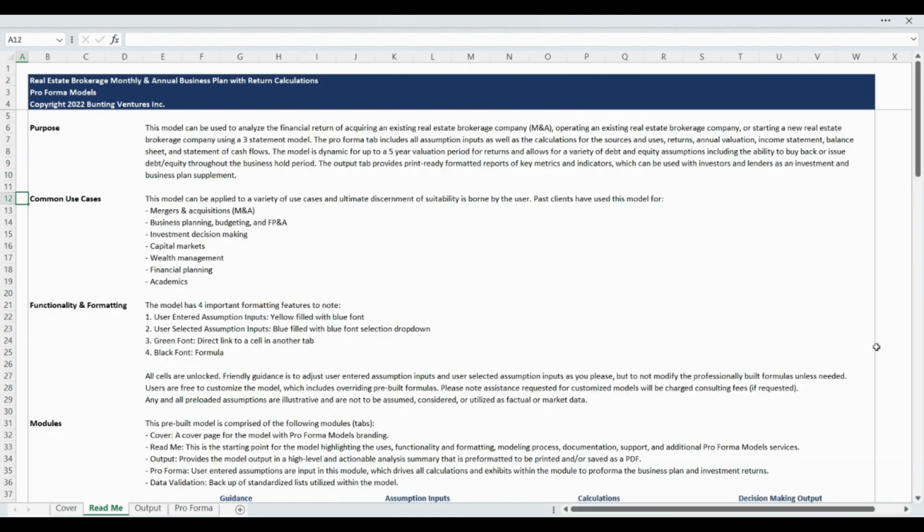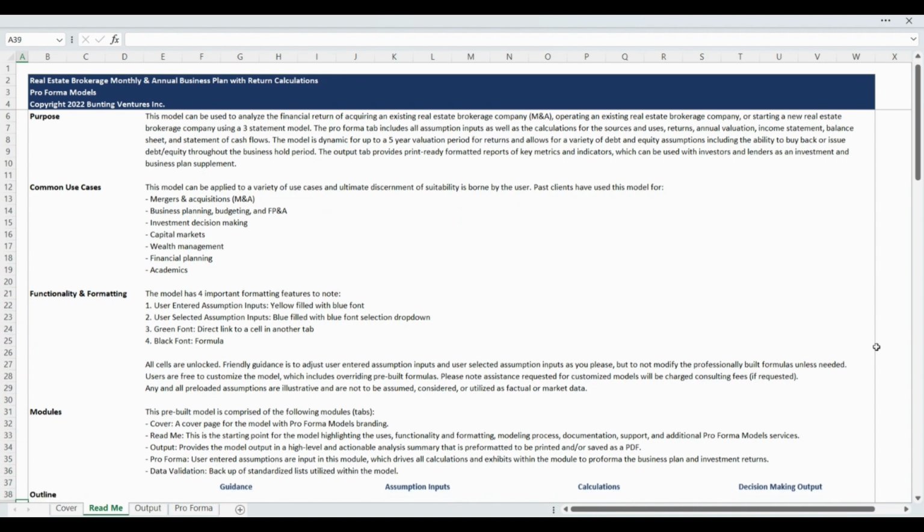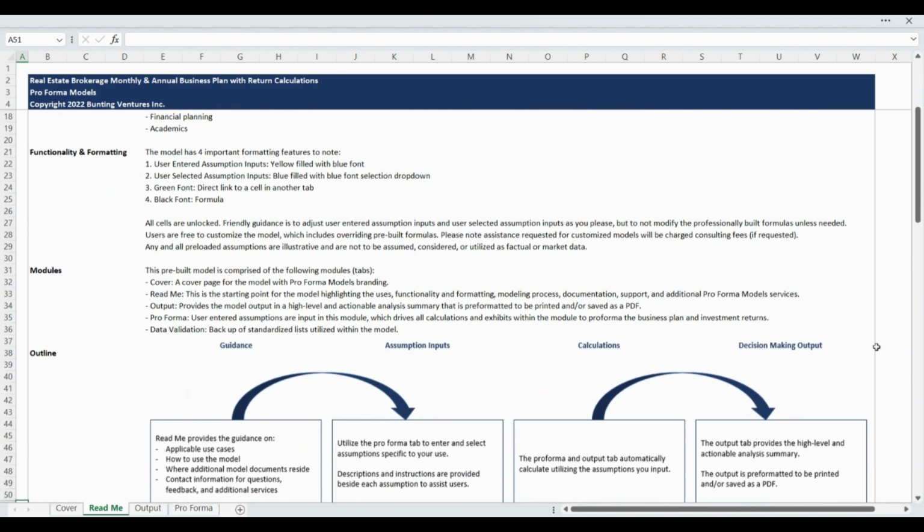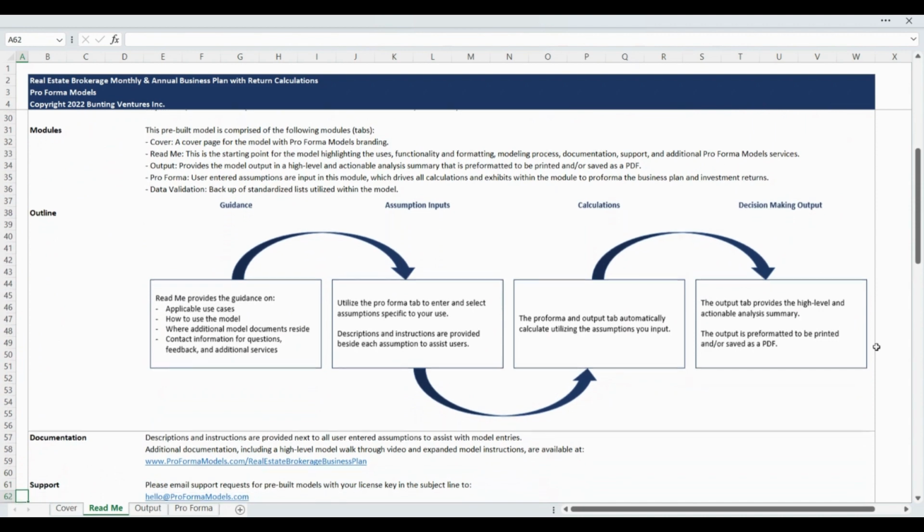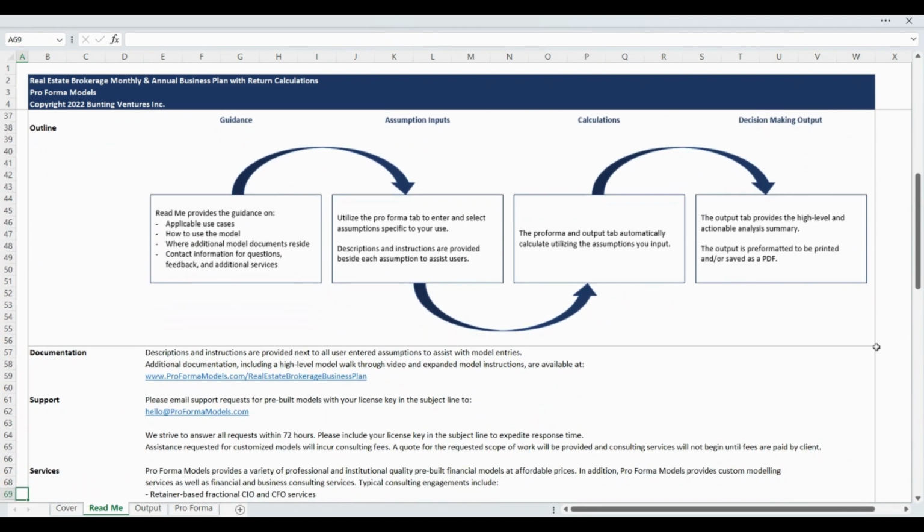The README tab states the model purpose, highlights common use cases, and provides an overview of functionality, formatting, and all of the unique modules within the model. This tab also provides additional documentation, contact information, and a summary of additional products and services available from Pro Forma Models to support your analysis needs.